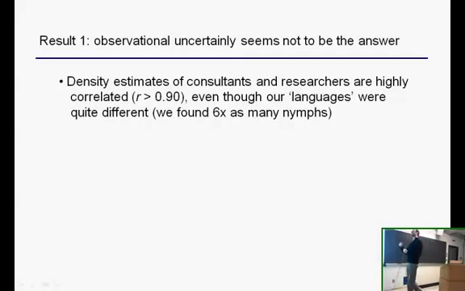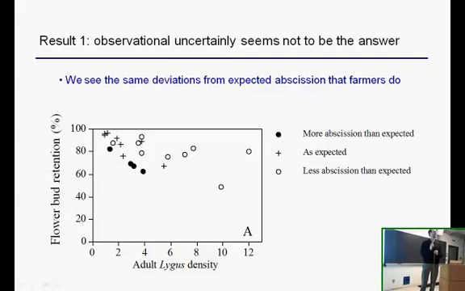But nevertheless, a high density field that they sort of recognized, we would also categorize it as a high density field. When the consultants said the densities are low, we found that the densities were low. So certainly very tight agreement on that score. And furthermore, we were seeing exactly the same deviations from expected flower excision that the farmers were seeing. So their categorization of a field as enigmatic matched exactly our categorization of a field as enigmatic.